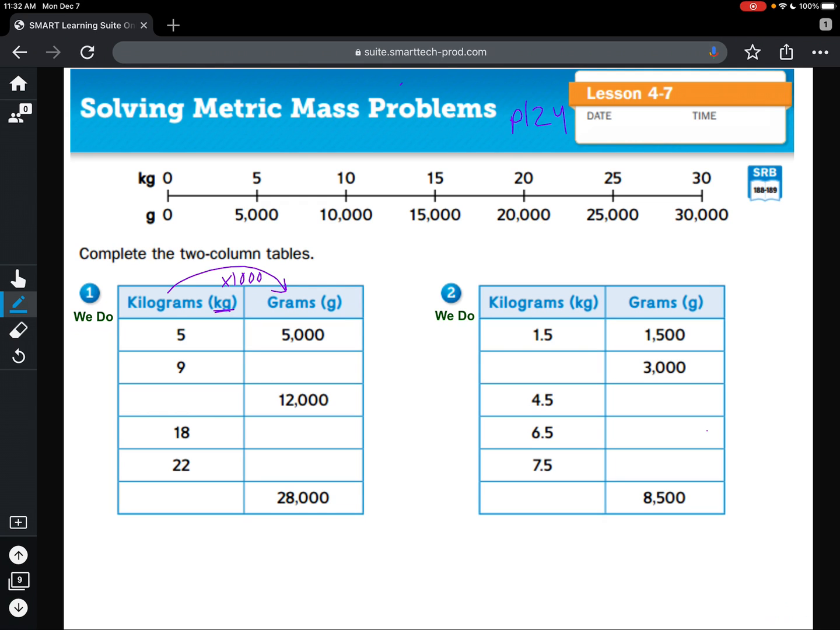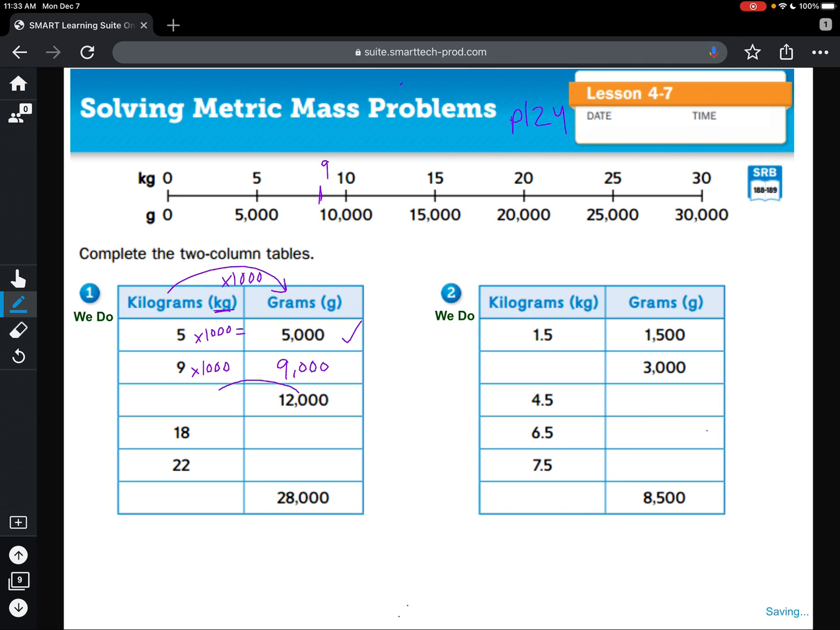Let's see if that makes sense with what they give us. 5 times 1,000, does that equal 5,000? It does. What should I do for 9? 9 times 1,000 gives me 9,000. And I could even check on my scale. My 9 would be about here, and it would be 9,000.